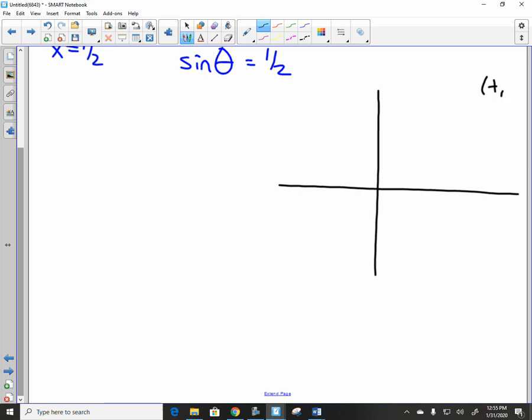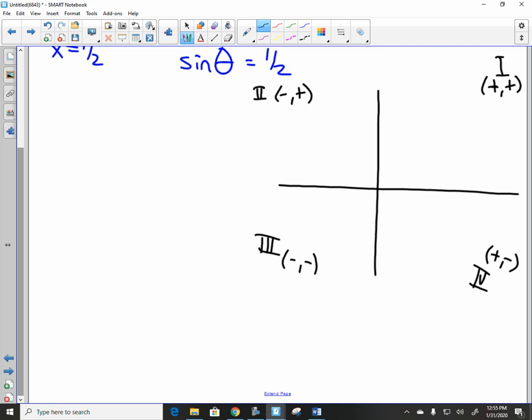Here, the coordinates are positive and positive. How about over here in quadrant 2? I have negative, positive. How about in quadrant 3? Negative, negative. And in quadrant 4, positive, negative. Is everybody okay with that?